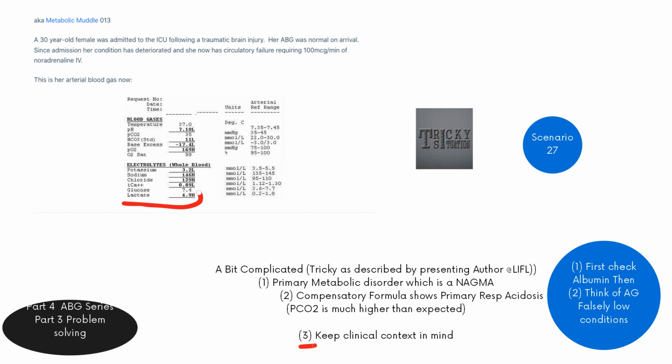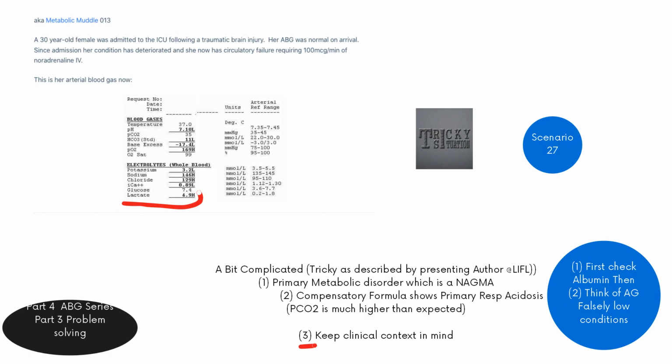The first thing I would do is go back and look at the albumin levels, because hypoalbuminemia is a situation where you could have a falsely normal Anion GAP result. So you have to correct it based on your albumin correction. How do you do that? I've explained that clearly in previous videos.